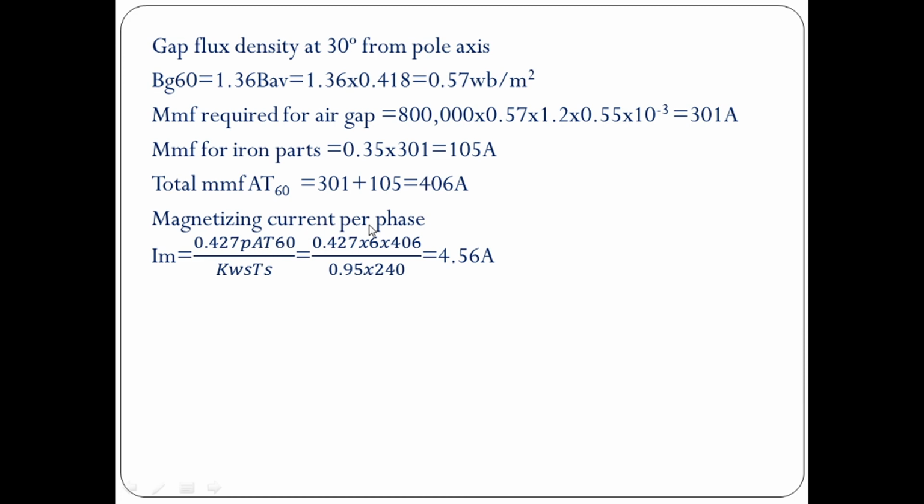So magnetizing current per phase Im is given by 0.427 P times the total MMF, where P is the number of poles, that is 6, and the total MMF is 406 amps. In the statement of the problem, they mention only the MMF for iron parts and the MMF required for the air gap, only two values, so if you add these two values, it is okay. So it is 406 amps divided by Kws, the stator winding factor, that is 0.95, into Ts, that is 240. So you will be getting the magnetizing current as 4.56 amps.